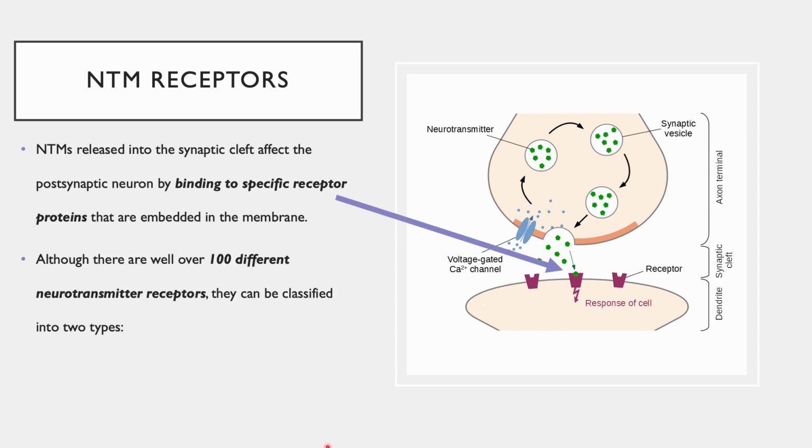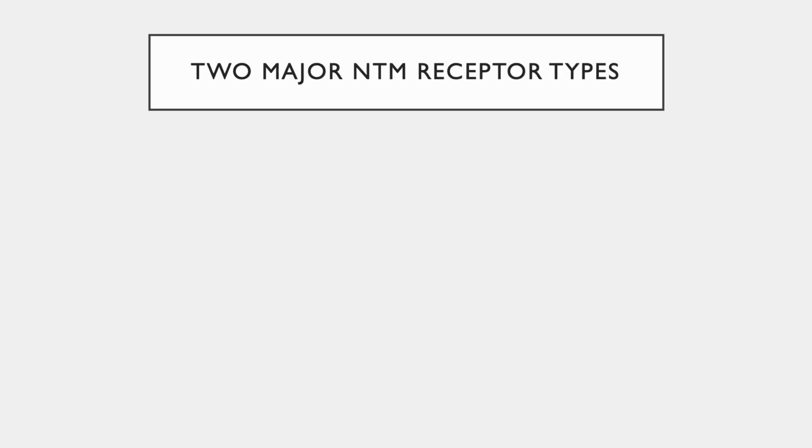Now, it's interesting to note that there are over 100 different neurotransmitter receptors, but they can be classified into 2 subtypes. One is transmitter-gated ion channels and the other is G protein coupled receptors. Now let's talk about these 2 more in depth. So there are 2 major neurotransmitter receptor subtypes.